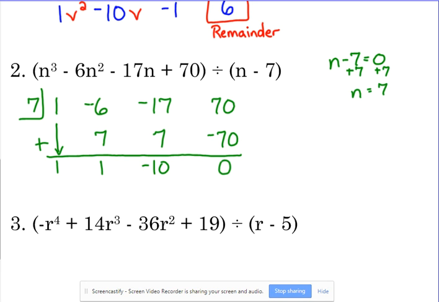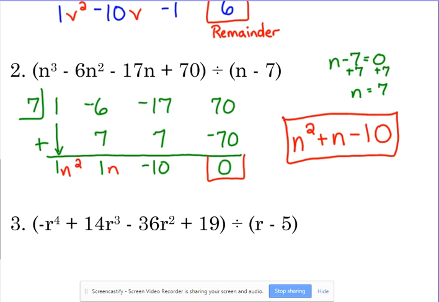Okay, so this is different from the problem that we had before. We don't have a remainder. In regular old long division, when you don't have a remainder, that means they divided evenly, right? So that means that n squared plus n minus 10 is our answer.